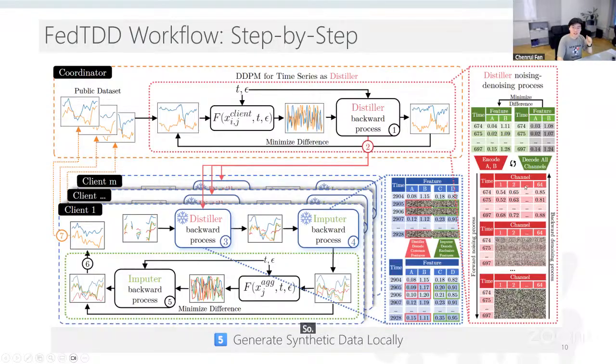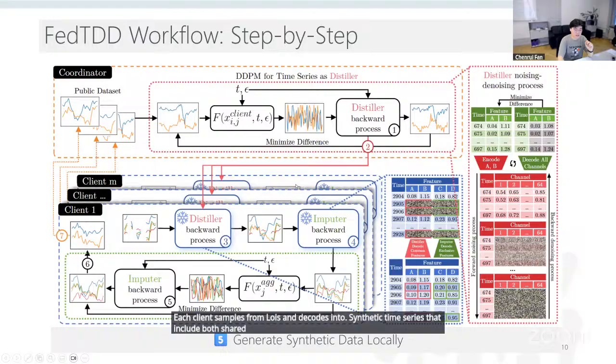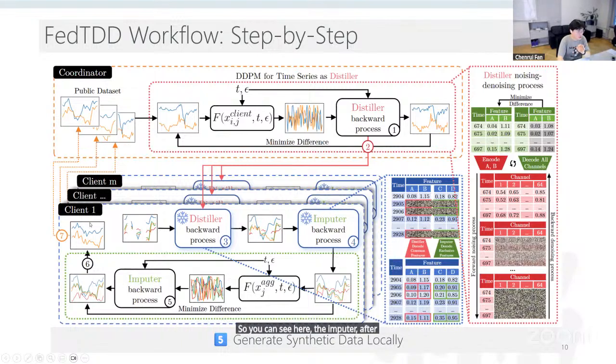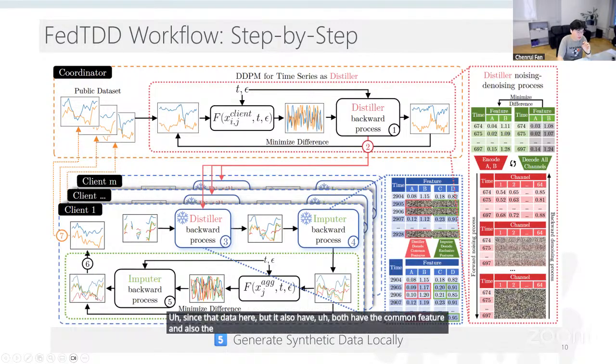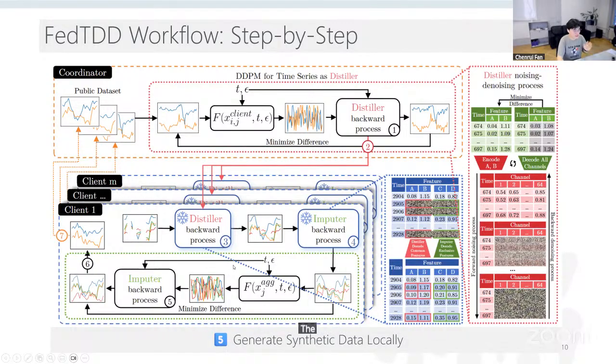So after the training, the imputer is used as a generative model. Each client samples from noise and decodes into synthetic time series that include both shared and private features. This synthetic data acts as a proxy to share knowledge without exposing raw samples. So you can see here, the imputer after training can generate some synthetic data here, but it has both the common feature and also the private feature, the exclusive feature. So we can see the problem, we don't want to share the private feature.